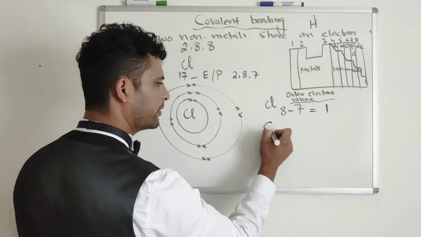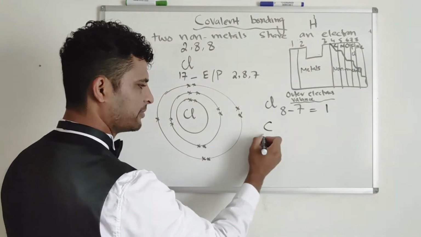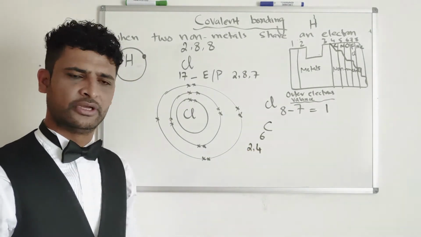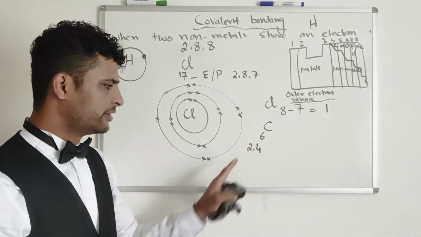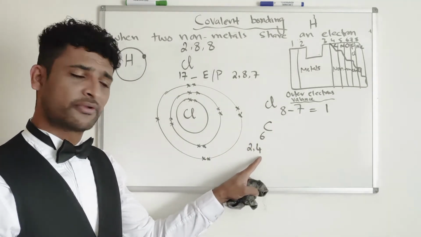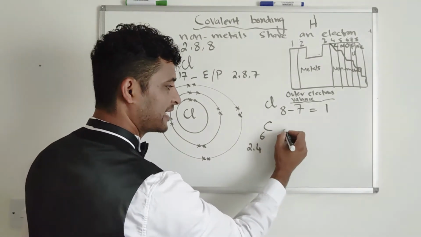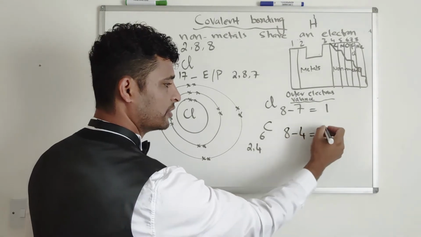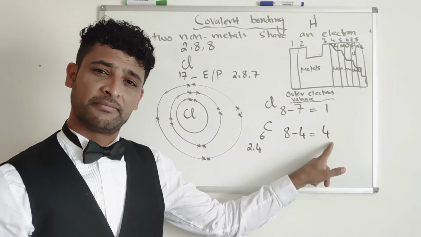Let's talk about carbon. Carbon belongs to the 4th group. It has an atomic number of 6, so that means 2 and 4 is the electronic configuration. 2 electrons in the first shell, then 4 in the last shell. Now 4 is the number of electrons it has in the outer shell. It can have a maximum of 8. You minus it by 4, and this is how many bonds carbon can make.